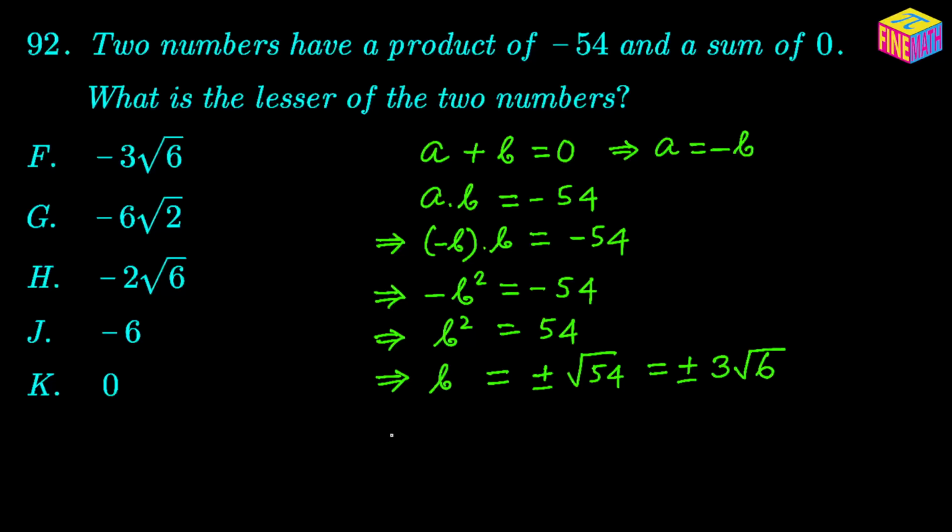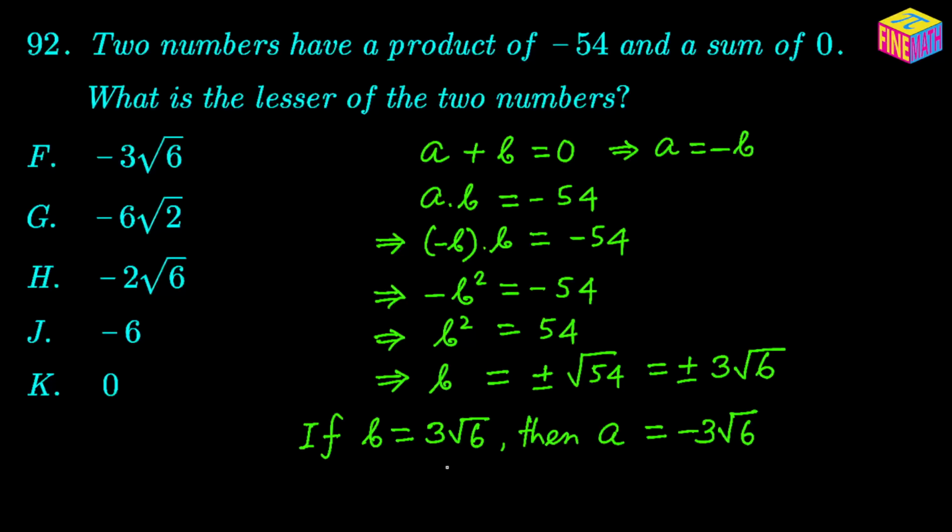So then obviously if we take b as the positive value here, so here if we say, well, if b is equal to positive 3 times square root of 6, then a will be equal to negative of b, that will be negative 3 times square root of 6. So if you look at these two values, obviously the negative value will be the lesser of the two numbers.